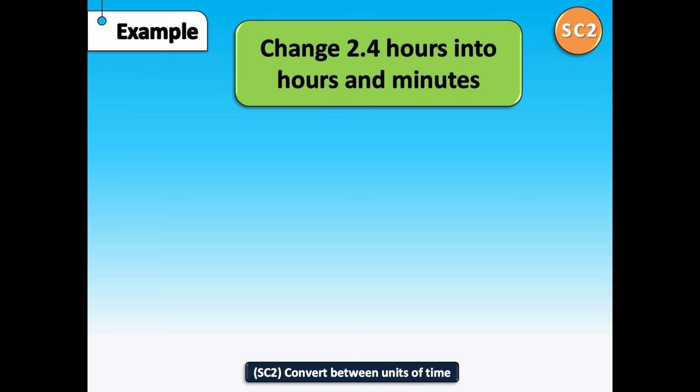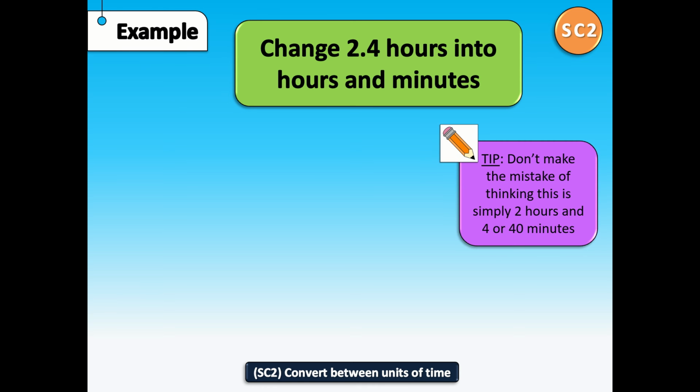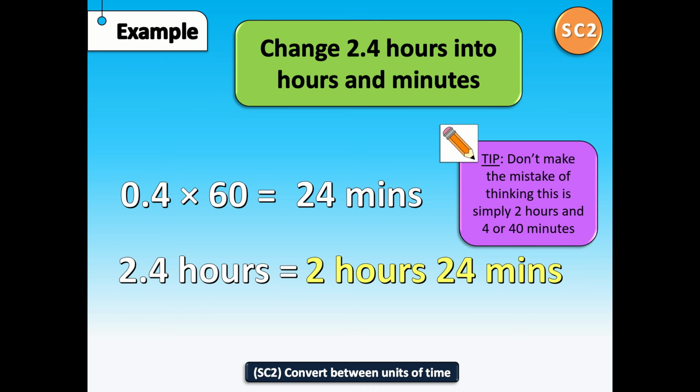This time we want to change 2.4 hours into hours and minutes. So don't make the mistake of thinking 2 hours and 4 or 40 minutes, because it's not. 2.4 hours is not 2 hours and 4 minutes, and it's not 2 hours and 40 minutes. We need to do 0.4, and we times that by 60 to convert it into minutes. So 0.4 is actually 24 minutes. So we've got 2 hours and 24 minutes.